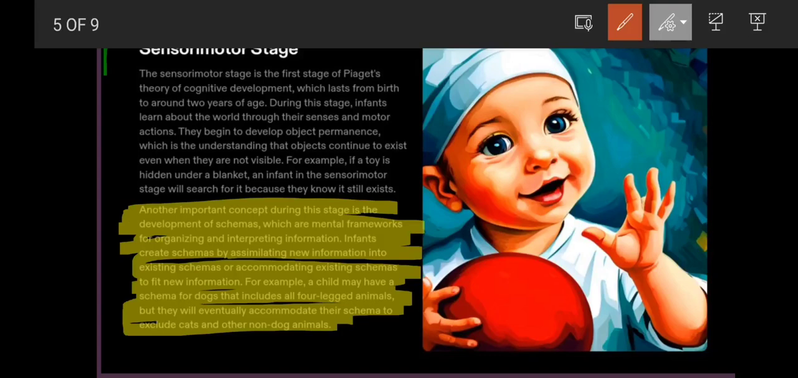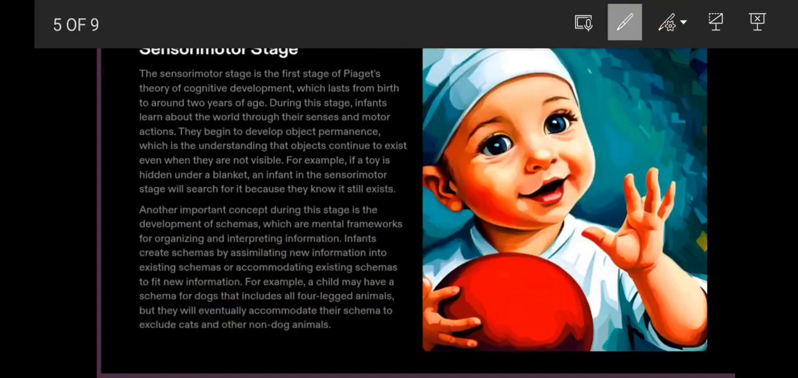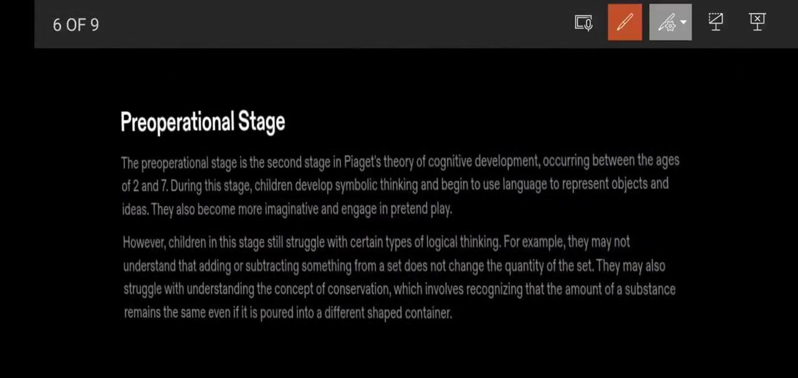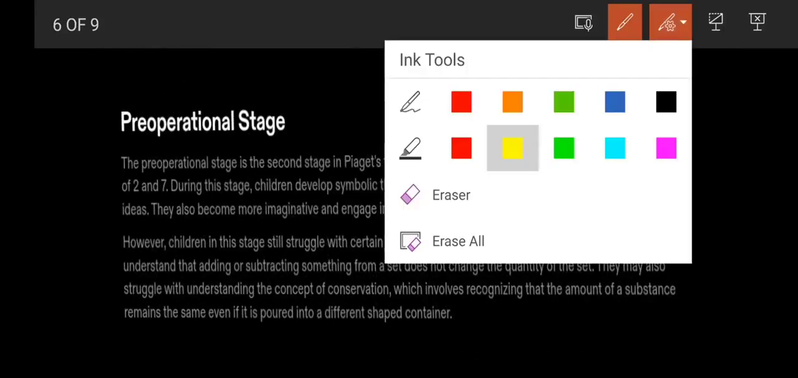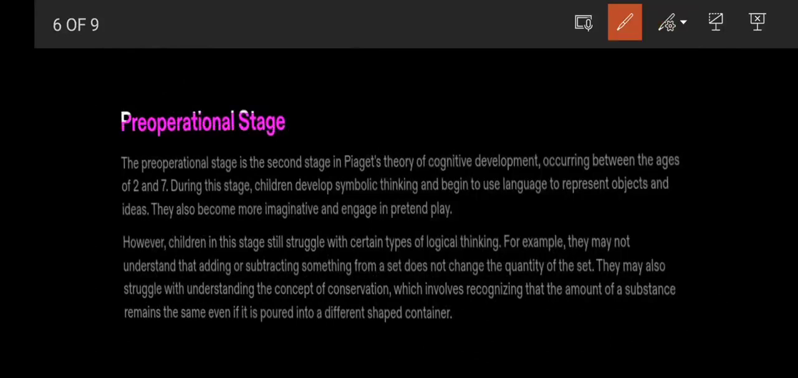Okay, hope you all understood this stage. So this was all about the sensory motor stage. Now let us see the next stage. What is the next stage? The next stage is nothing but the pre-operational stage. So what is this pre-operational stage?